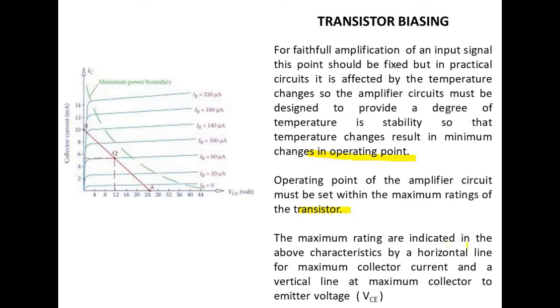The maximum ratings are indicated in the characteristics by a horizontal line for maximum collector current and a vertical line at maximum collector to emitter voltage VCE. Now come to the DC load line.